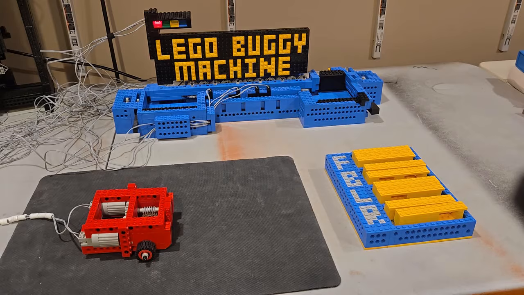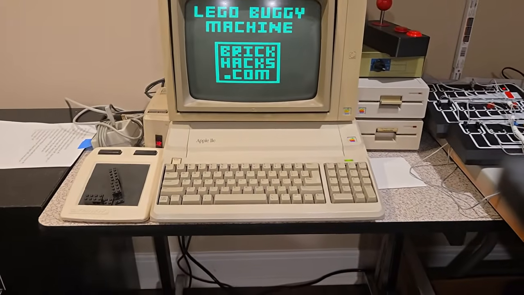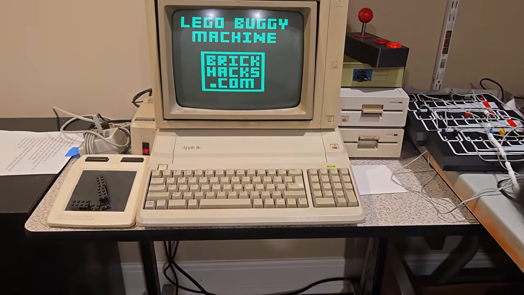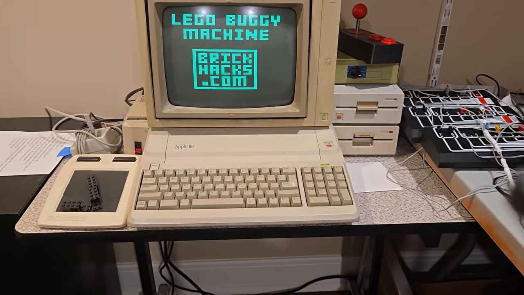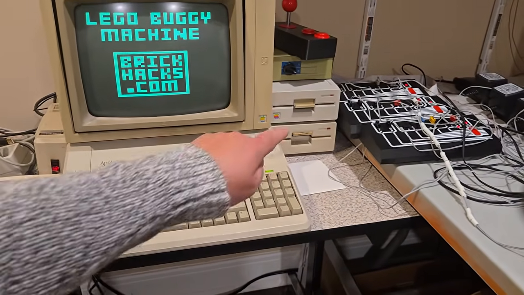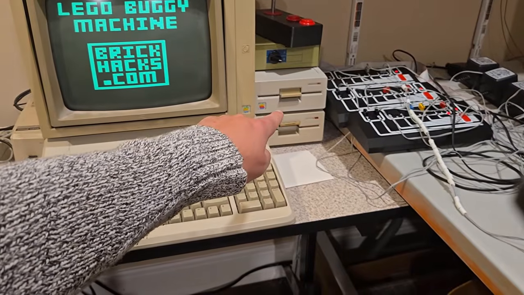Anyway, I don't happen to have a 1960s or 70s IBM mainframe bigger than my house, but I have Legos. So I decided to build a fun demo. Instead of a big old IBM mainframe, I'm using an Apple IIe Platinum, which is a common home computer and common educational computer from the middle of the 1980s. And that is this computer over here. It says Lego Buggy Machine, and it shows my website, brickhacks.com. My software is on 5¼ inch floppy disk inside those disk drives.